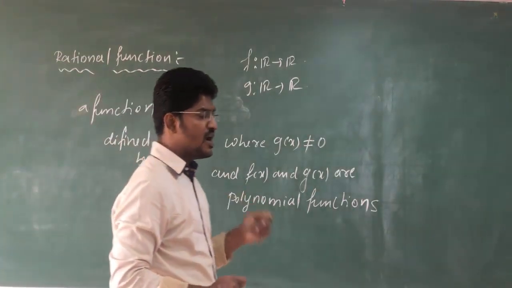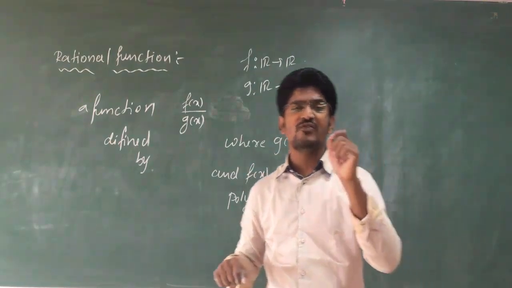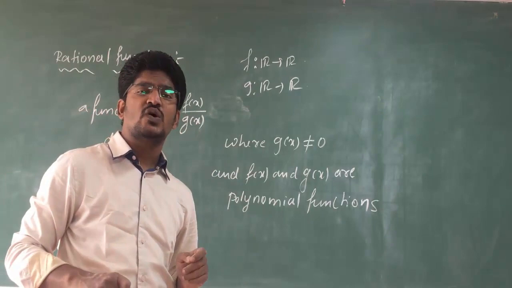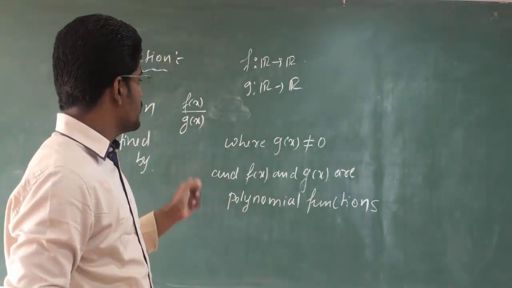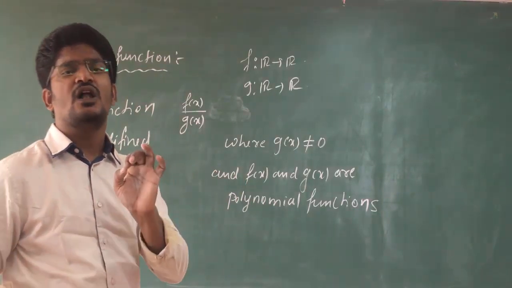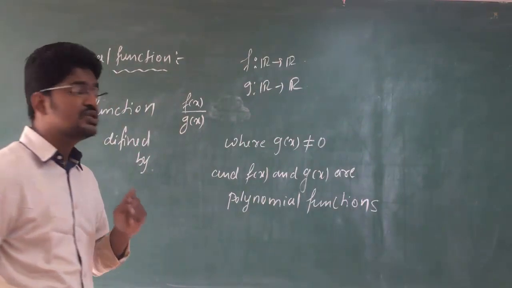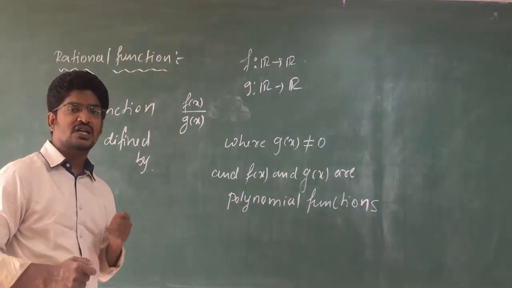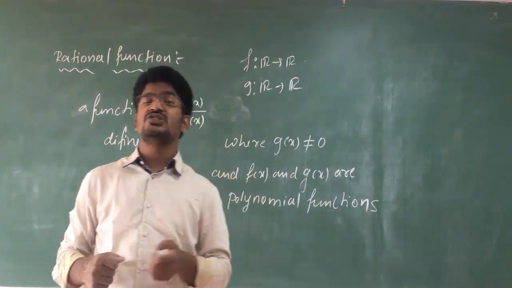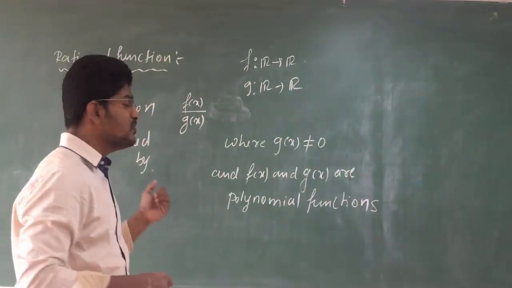Clear? So if they ask you somewhere to write a rational function, you just write a function of the form f of x divided by g of x, where g of x is not equal to 0, and f of x and g of x are polynomial functions, is called rational function. Clear? If you write this much, this is more than enough. Now, let us see the examples on rational function. That's very important.